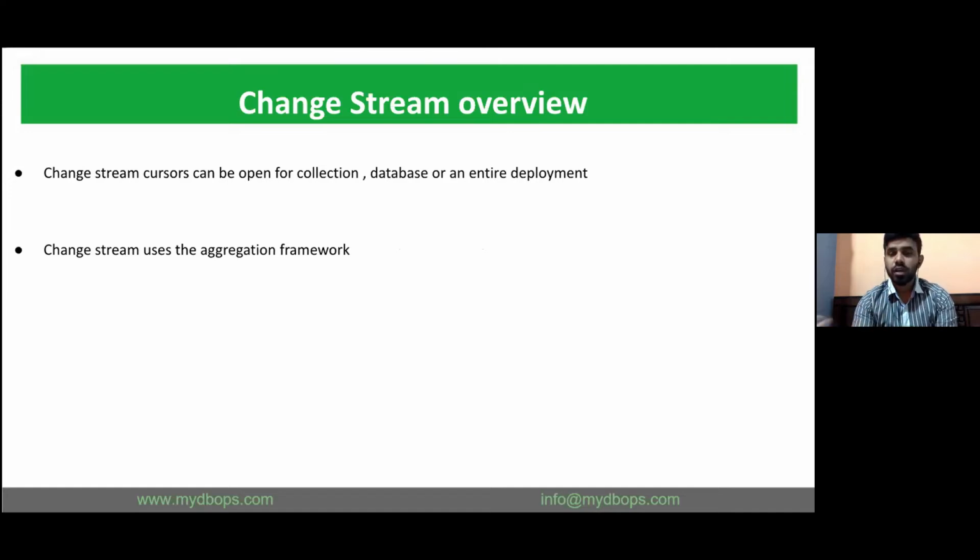Change stream uses the aggregation framework to work. The aggregation framework is used to filter the relevant data that you want. For example, if you're streaming the entire document and you don't want the entire document but only relevant data, you can use the aggregation framework with a match filter or range filter.